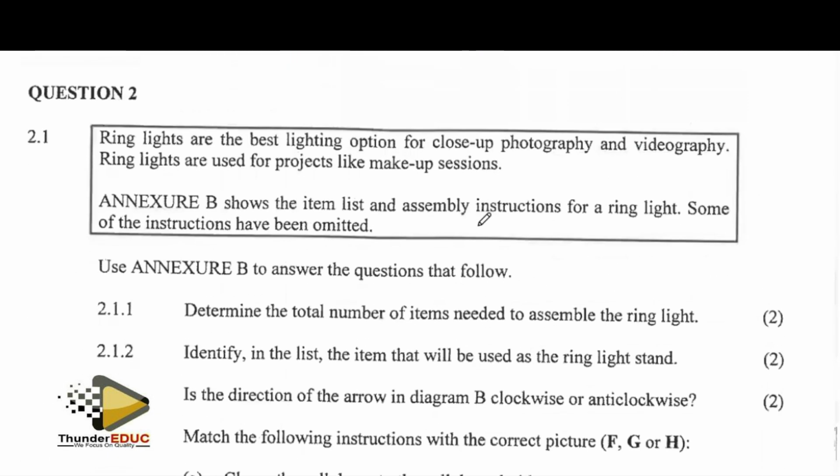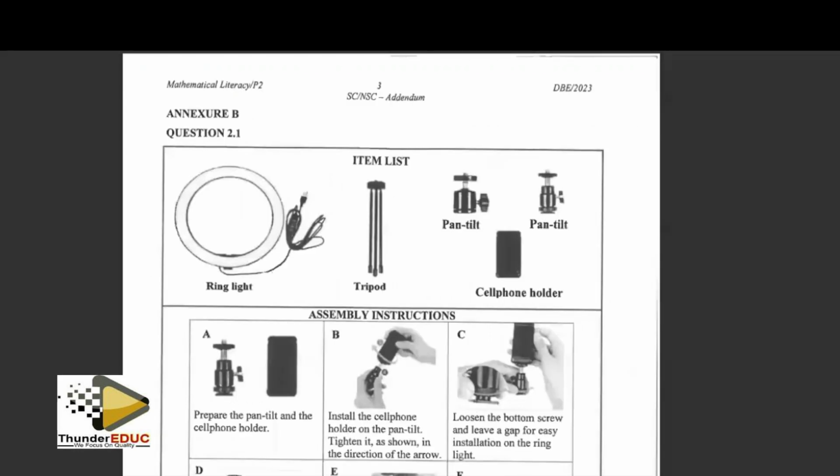We look at question number 2. We are also looking at our next chapter. Question 2.1, they tell us to look at annexure B. Let's go there and you see how it looks like. This is the annexure. This annexure B is about assembling an item.